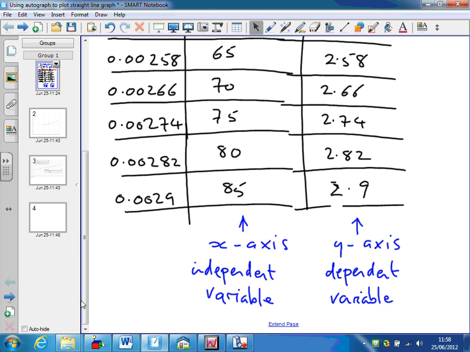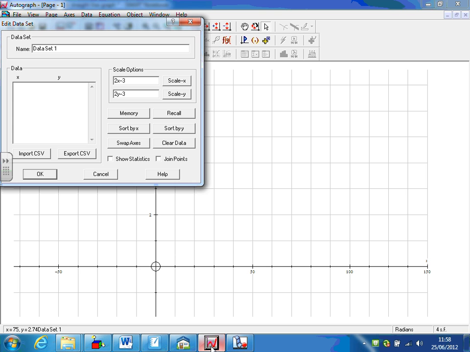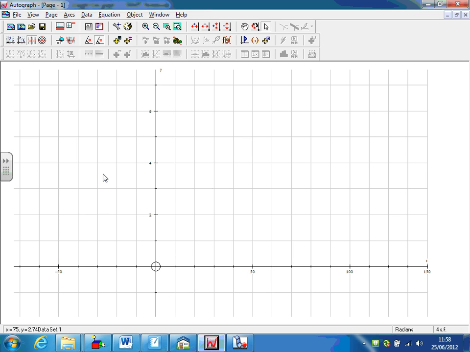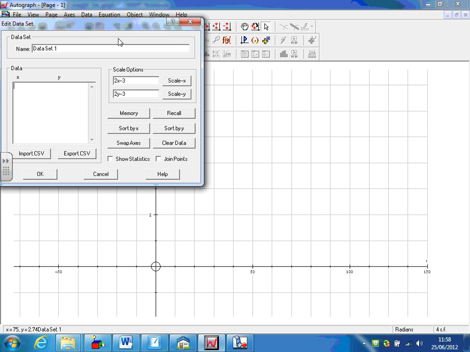So I'm going to plot these 2 variables on Autograph. So what I do is I start Autograph off, and I'm going to put my data set in. So where is the data set? If you go to this button here, that button there, the enter data set. I enter the data by putting in the data.